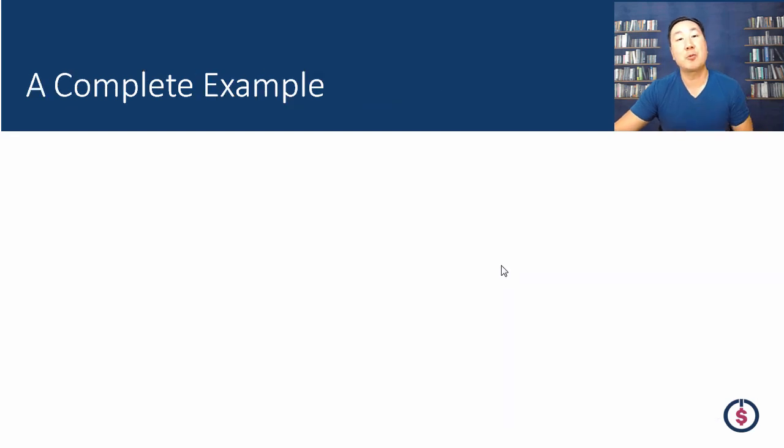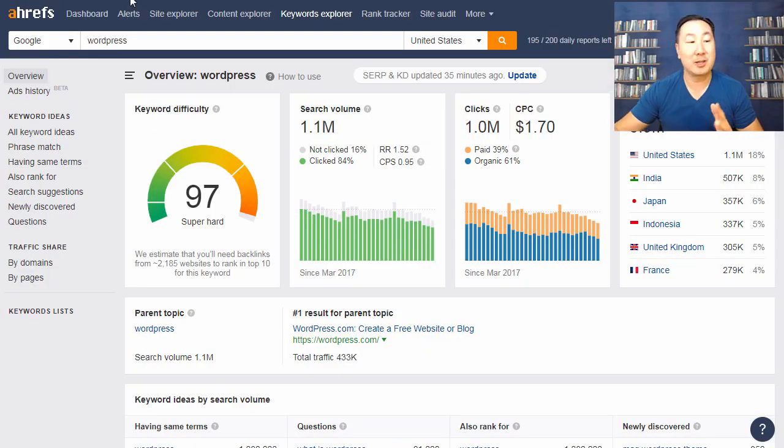All right, so let me now run through a quick example of how I do keyword research. Now I'm going to show you how to use two tools: Ahrefs and Ubersuggest. Once again, Ahrefs is a paid tool, but it's so much better. And Ubersuggest is a free tool if you're on a budget. So most recently, two weeks ago, I was writing a post on WordPress.